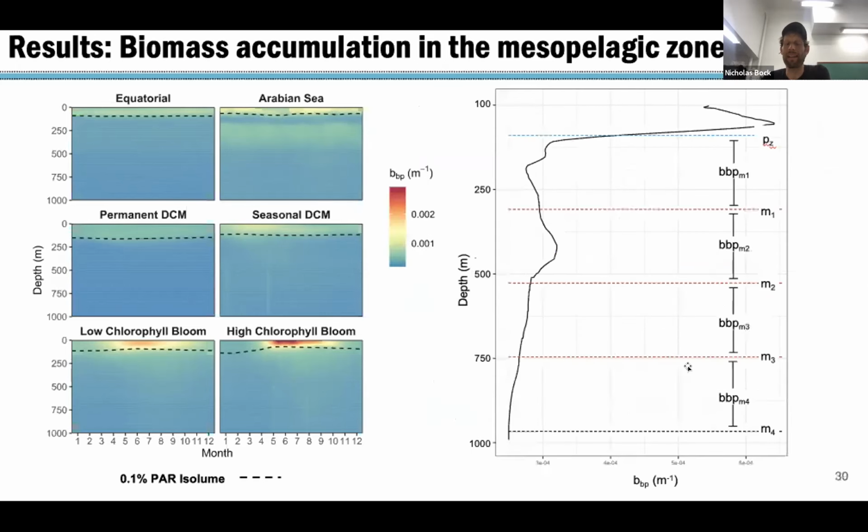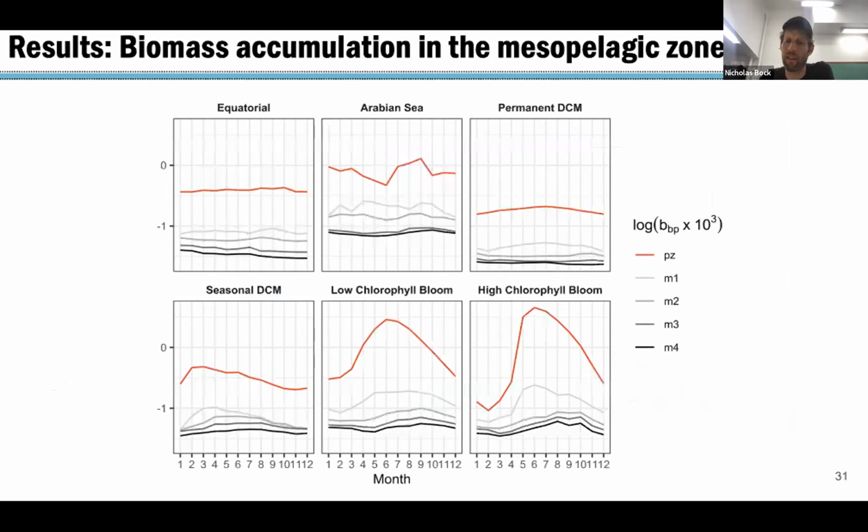Okay, so to get a clearer sense of how particle attenuation contributed to this overall trend, we also subdivided the mesopelagic zone into 4 different layers, and then calculated the average backscatter values within each one. So then we were able to compare the average particle stocks within the productive zone, shown in red, to the average particle stocks across each of these different layers in the mesopelagic zone, shown in light gray to dark gray.